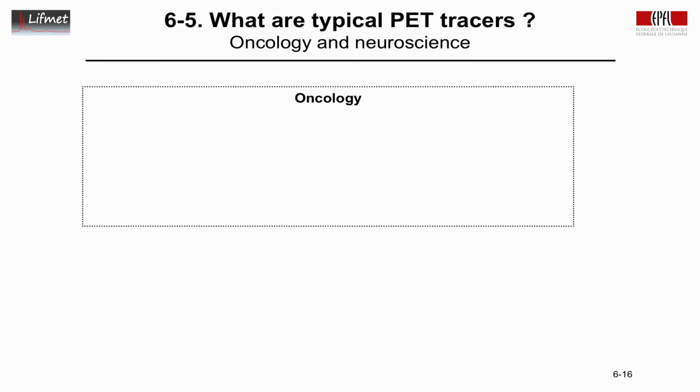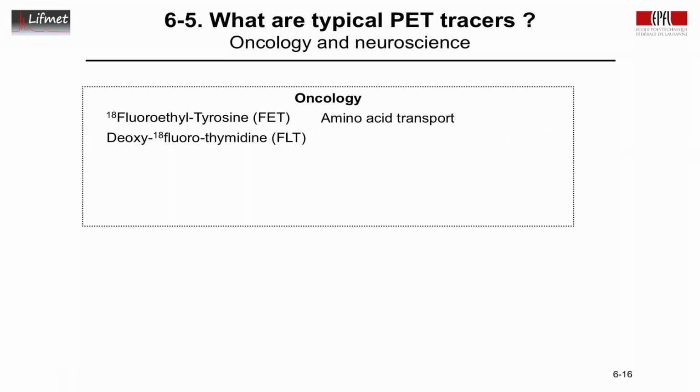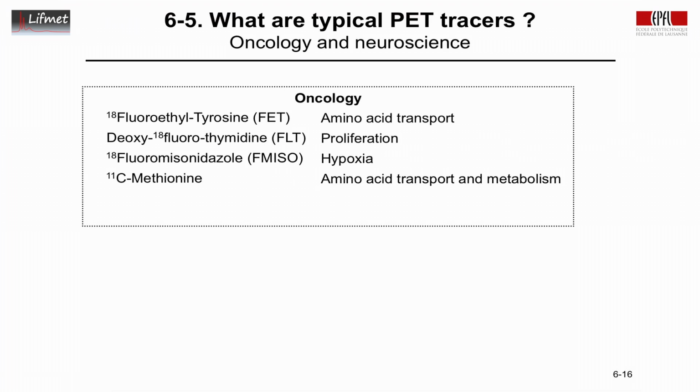So let's look at cancer. We have a tracer that's fluoroethyltyrosine, it's fluorine 18. It is used as a marker of amino acid transport. We have deoxyfluorothymidine, which is used as a marker of proliferation, that is cell growth. We have fluoromisonidazole, F-miso, a tracer for hypoxia. Then we have C11-methionine, for amino acid transport and metabolism, and oxygen 15 for blood flow, and finally fluorodeoxyglucose for glucose metabolism. So these are some of the tracers that are used in oncology.